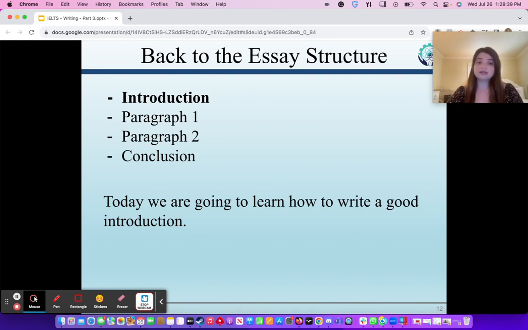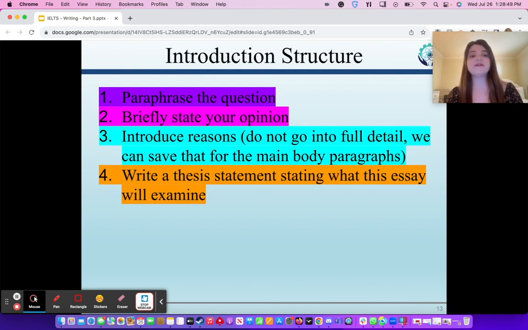So we're going to talk today about the introduction specifically. So how do we write a good introduction? What's the structure for an introduction specifically? So an introduction needs to have these 4 things. We first need to paraphrase the question, okay? Because we're going to assume that the reader doesn't know what the question is. The reader, even though technically the reader can see the question, we're going to assume the reader can't see the question. So we need to explain what our essay is about and paraphrase the question or query that we are being asked about.